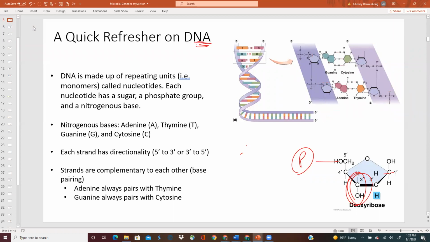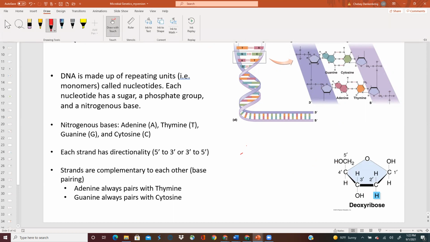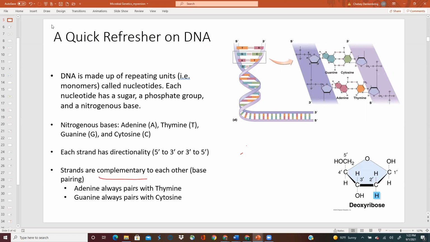And there's one more feature about these strands of DNA that you need to remember, and that is that they are complementary, okay? And so this refers to base pairing. Anytime we're talking about DNA, the base adenine will always pair with the base thymine, which is what you see in the top right picture, and guanine will always pair with cytosine, okay? Always. And so why does this matter? How is this helpful to y'all?